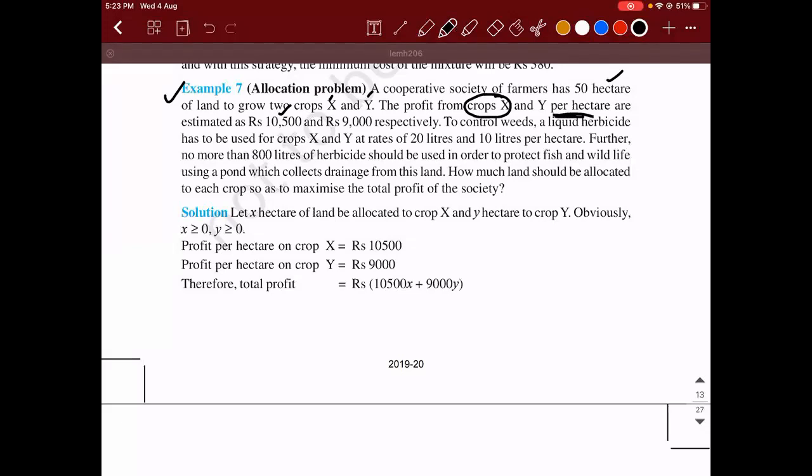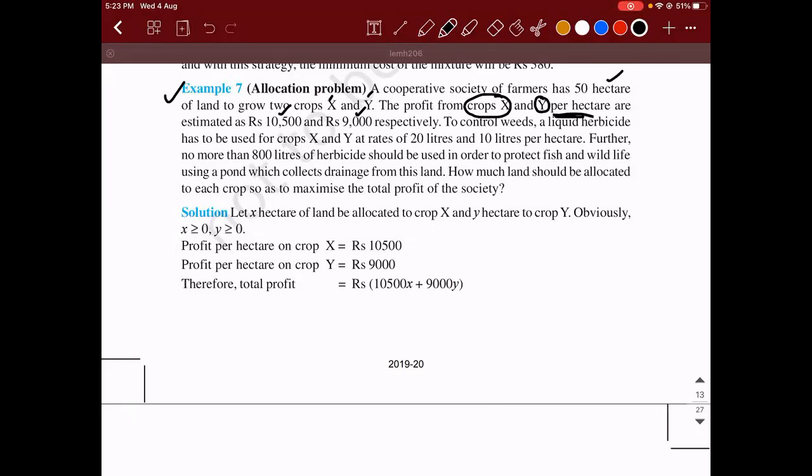See, for 1 hectare, it is 10,500. Let's say there are 10 hectares of it. It will be 10,500 into 10. Similarly, for Y, per hectare is observed to be 9,000. Is it clear till this step? Right? So this is the outline structure that they have in their mind.